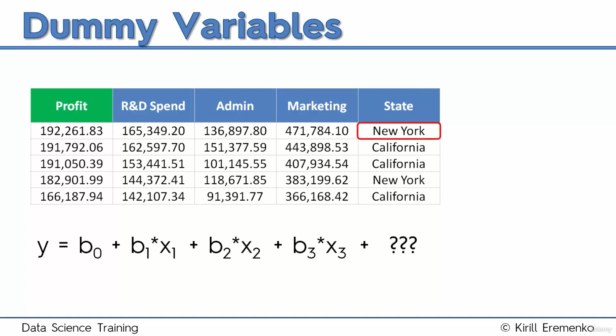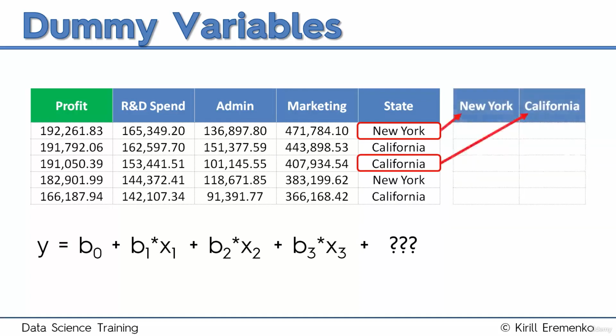First, you need to go through your column and find all the different categories you have. So in this case, we have two categories. So for every single category that you found, you need to create a new column. For New York, we're going to create a column called New York, and for California, we're going to create a column California. So we're kind of expanding our data set and adding some additional columns into it.